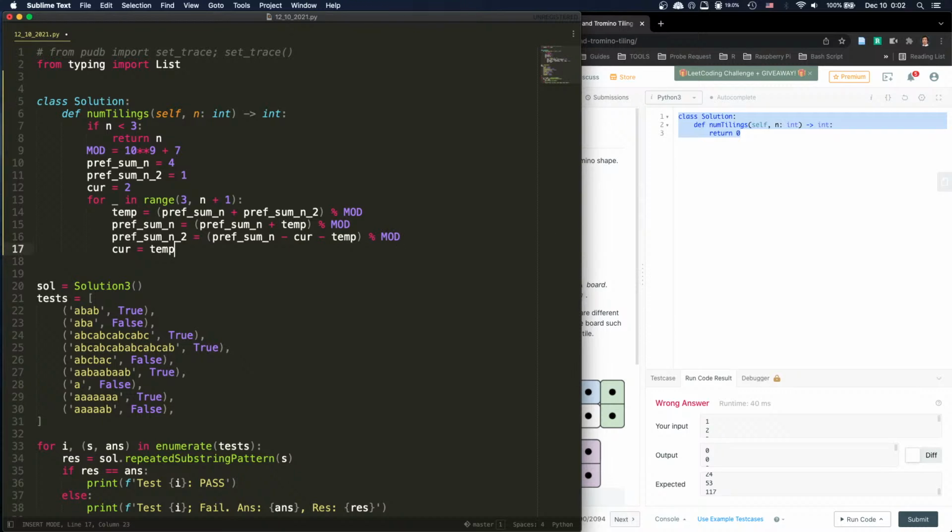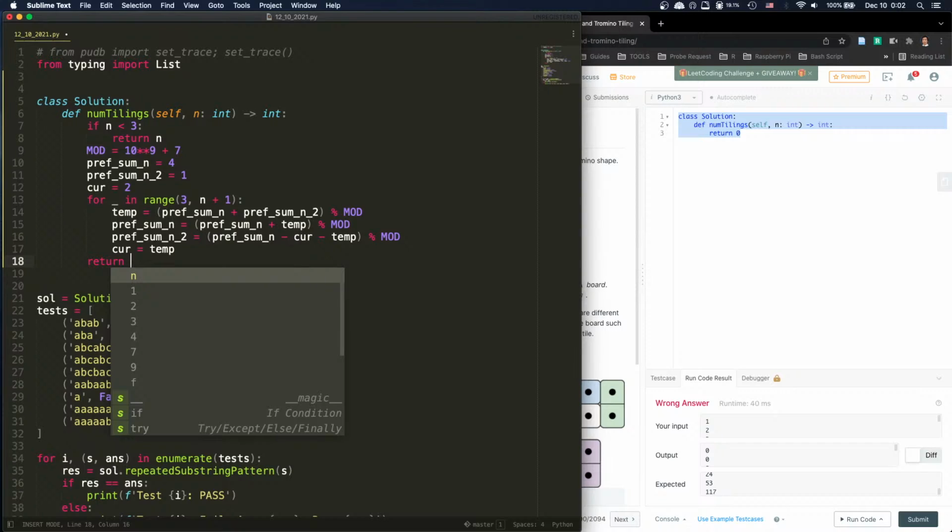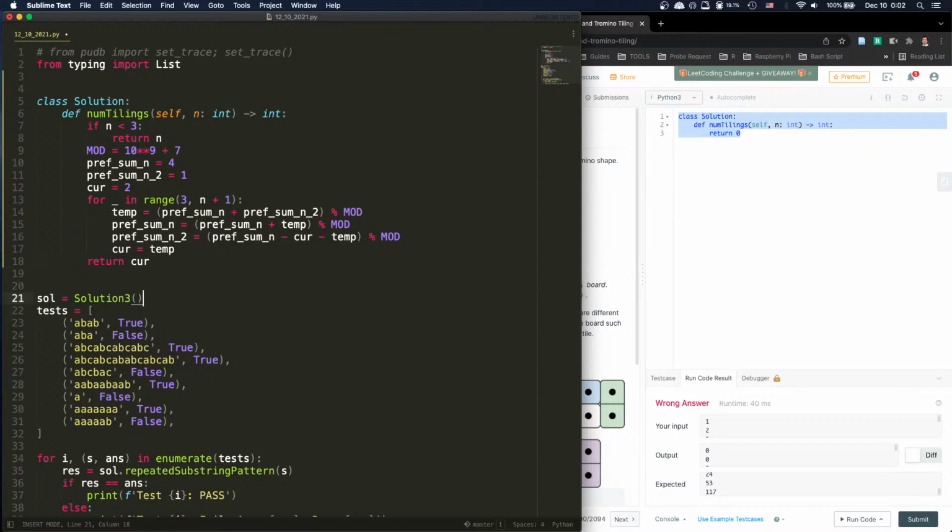Okay, and the return. So once we're done, return which one? Return current, right? Return current. Okay.